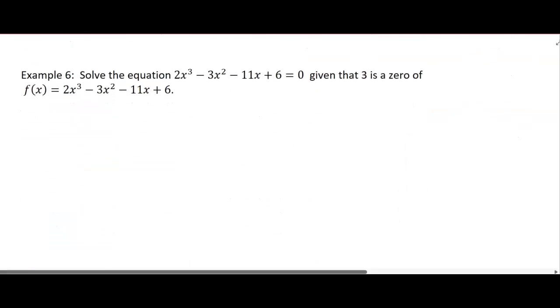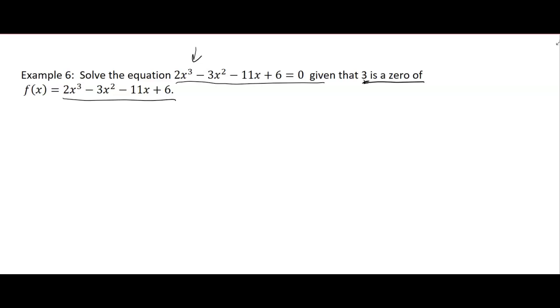So it says solve this equation. It has an equation, and we want to think about finding the zeros of that equation, like what x values would make that equation true. And it's third degree, so we can't use the quadratic formula. We can't use any of the quadratic methods because the degree is too high. But they tell us that 3 is a zero of that. So that means f of 3 is equal to 0.